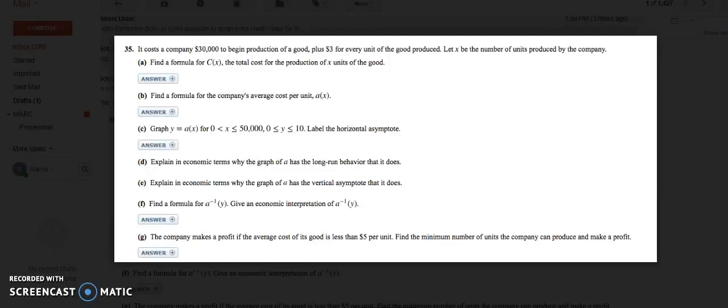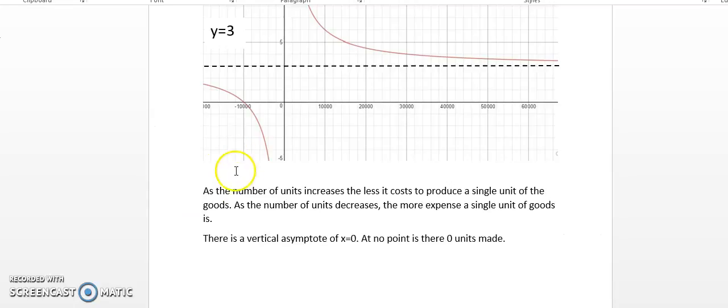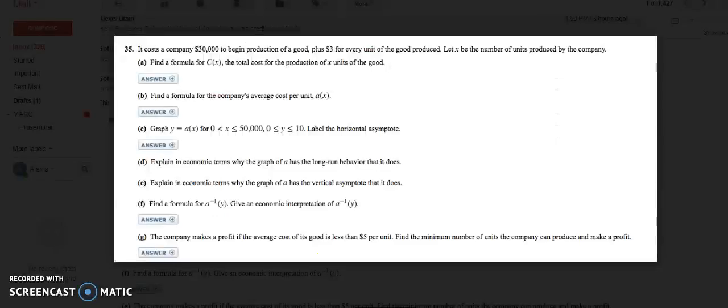We're then asked to explain in economic terms why the graph of A has the long run behavior that it does. And so what I said is, as the number of units increases, the less it costs to produce a single unit of the goods, and as the number of units decreases, the more expensive it is for each unit. And then it asks us to explain why the graph has the vertical asymptote that it does.